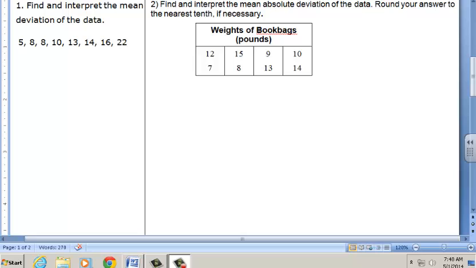I just gave myself a little bit of room here so that it's more clear. It says find and interpret the mean absolute deviation of the data. Round your answer to the nearest tenth if needed. They are giving you the weights of book bags in pounds. So remember, that should be included in your final interpretation. If not, then it's going to be a problem.